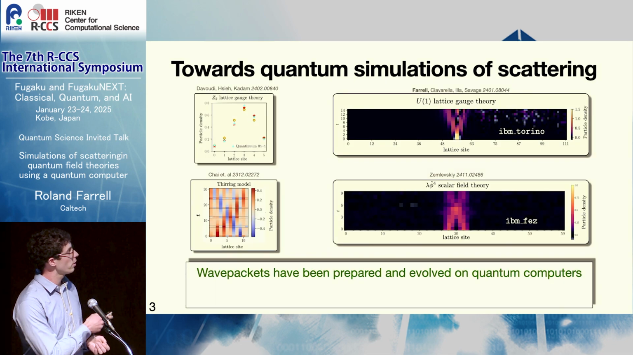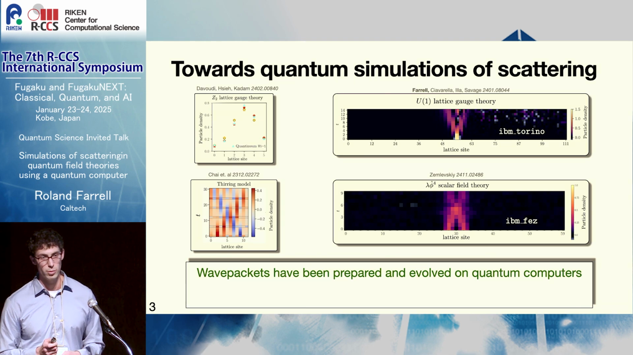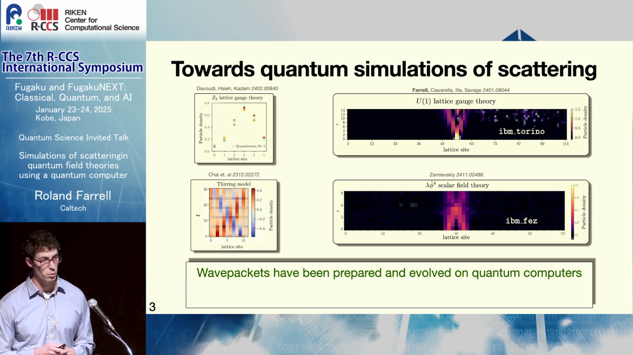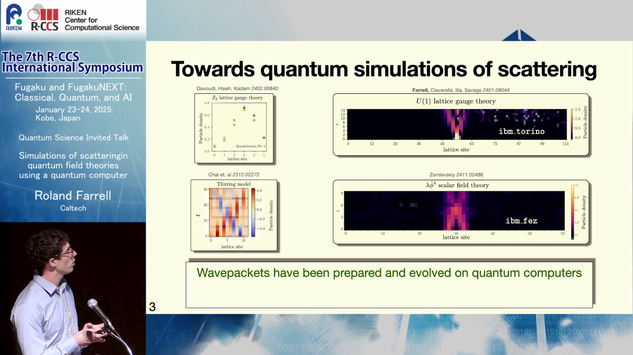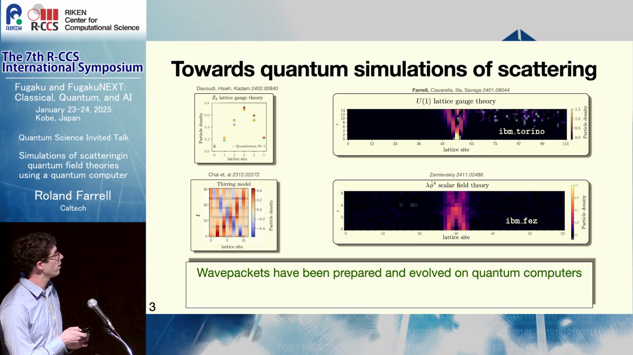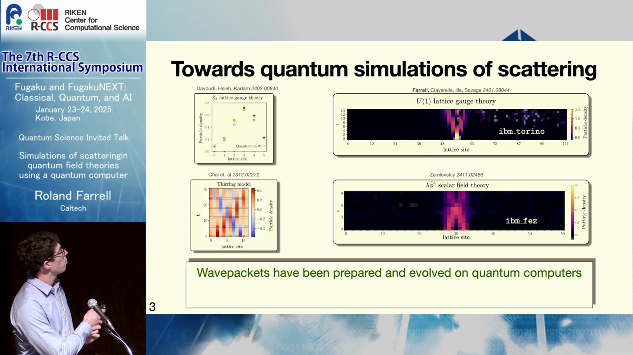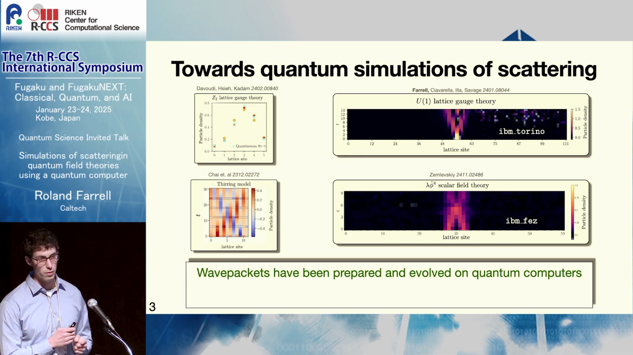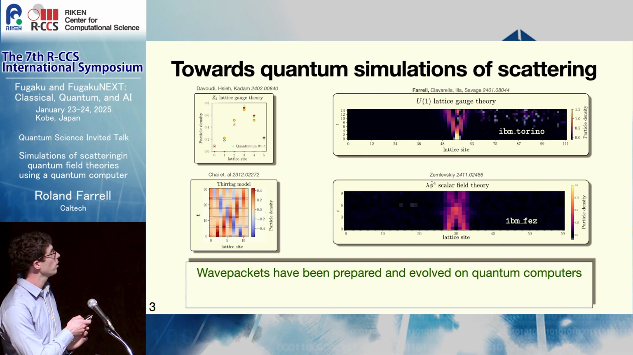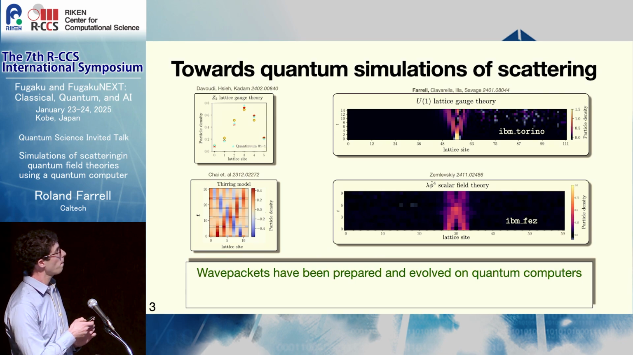So this is kind of a summary of the state of the art simulating these scattering processes on quantum computers. Right now it's kind of just in the beginning phases of this, but already there's been some remarkable demonstrations. So this top left is showing the preparation of one of these wave packets on a quantum computer. This is done on Quantinuum H1.